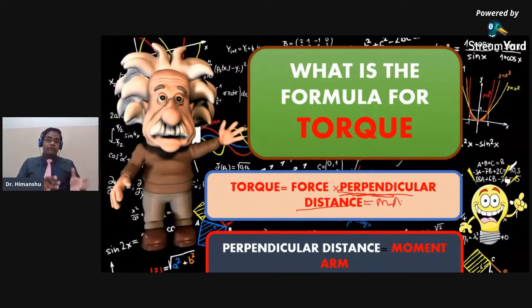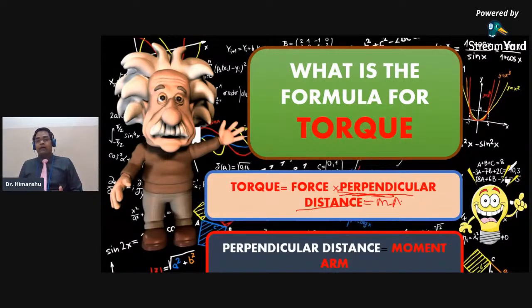So multiplication of external force and external moment arm will give you external torque, and the multiplication of internal force with internal moment arm will give you internal torque. Okay, this is how you can easily calculate.